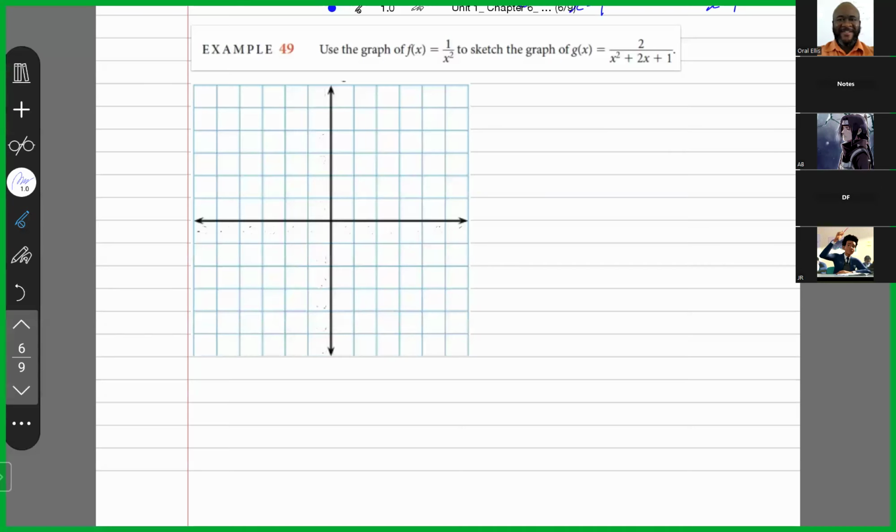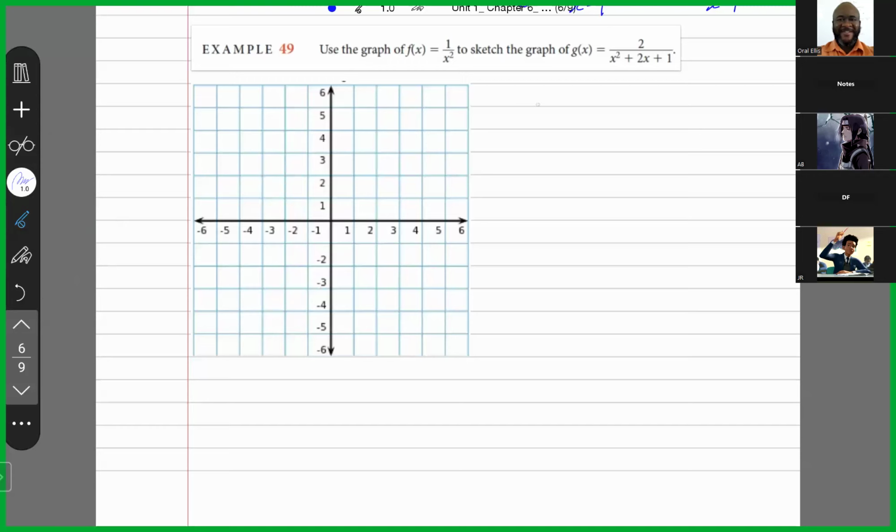All right, so example 49 is asking us to use the graph of f of x is equal to 1 over x squared to sketch the graph of g of x is equal to 2 over (x squared plus 2x plus 1). Well, maybe I was wrong, and maybe having the numbers would be a good idea here. All right, so we have our Cartesian plane.